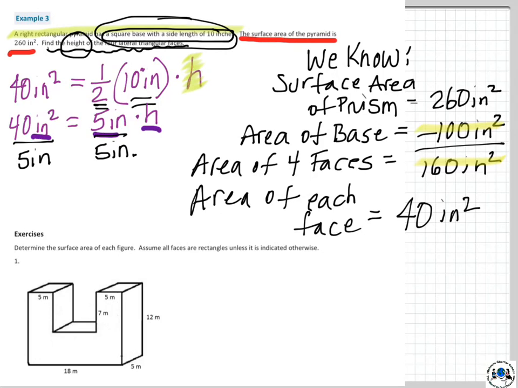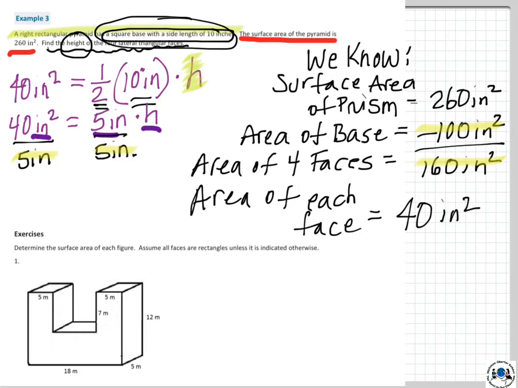So I'm trying to isolate my h. Therefore, I want to get that 5 inches and turn it into 1. What I do is I divide by 5 inches, or multiply by its reciprocal, its multiplicative inverse, which is 1/5 inches. You can see that's going to give me h. I have to do the same thing over here.